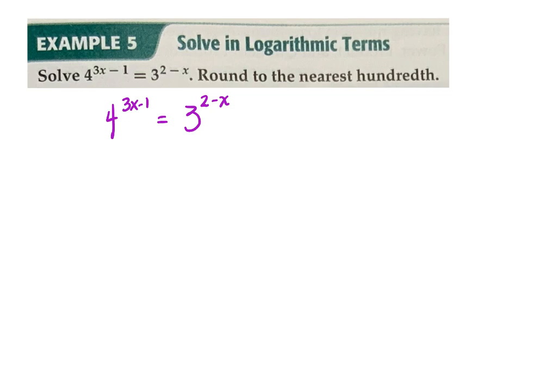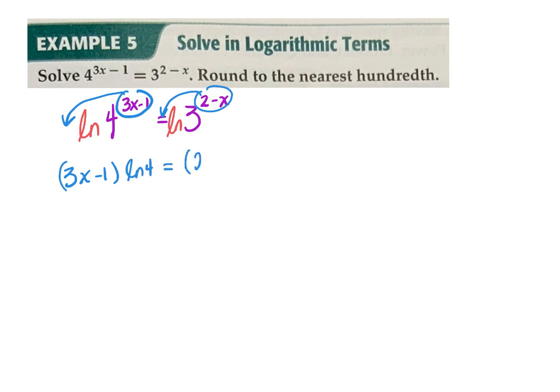So you have to use either ln or natural log, or common log. It doesn't matter which one. They used ln, so we'll do that. Natural log of both sides, which means I can expand and get this out of the exponent, which is really what I want to do. So I'm going to have 3x minus 1 times the natural log of 4, and 2 minus x times the natural log of 3. Now I want anything that's a variable on one side and anything that's a number on the other, pretty much, all right?